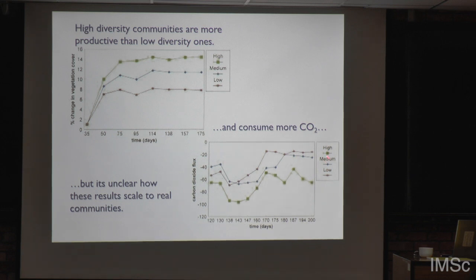Less clear is the consumption of carbon dioxide, but again it seemed that higher diversity ones have very different patterns compared to lower and medium ones. But again, it's not clear how this will scale over to real communities, because as I mentioned, there were lots of problems with these kinds of experiments where most of them collapsed very quickly, and the few which survived, you don't even know whether they actually mimic what you see in reality.